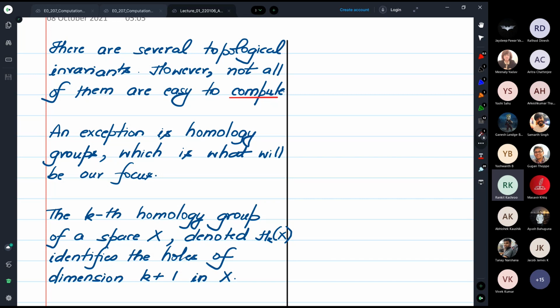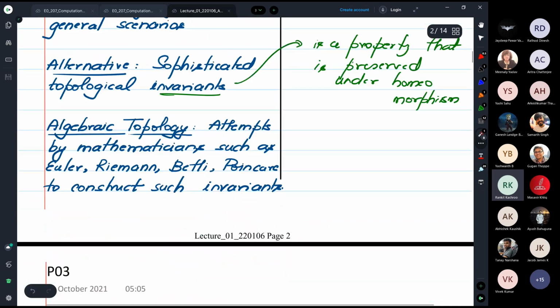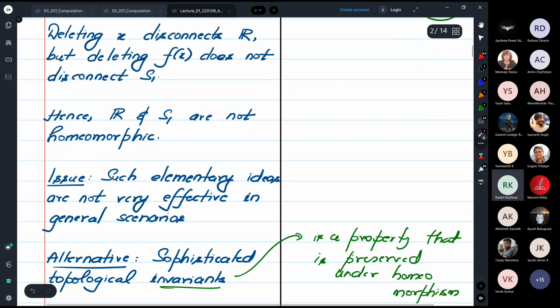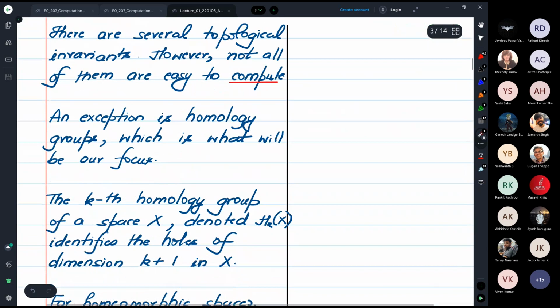Yes, sir. The example you gave of proving that the real line is not homeomorphic to the circle, can you suggest one or two more topological properties which prove the same? Okay, I'm not able to think of something immediately. Maybe if I'm able to think of it, I'll post it later on Teams. Is that okay? Sure, sir. Okay.